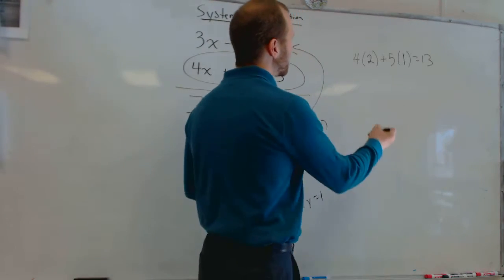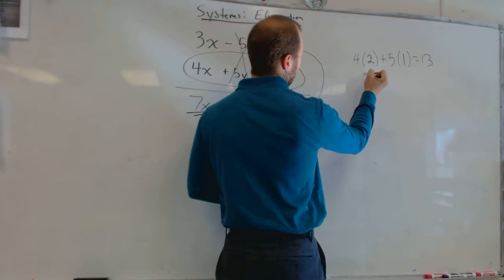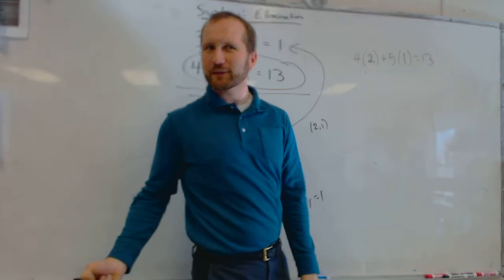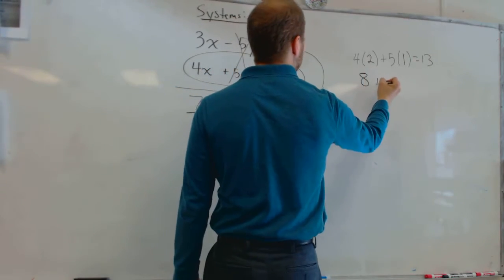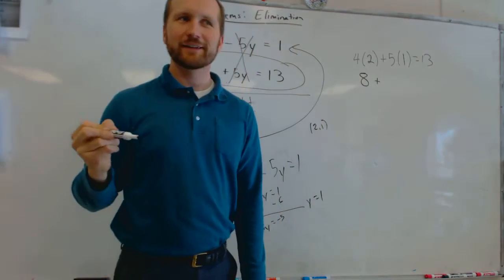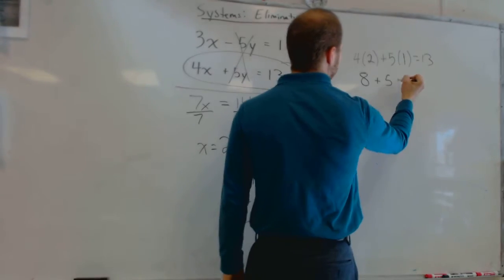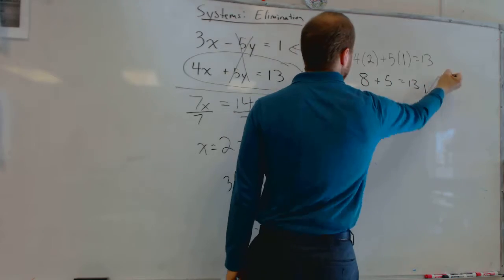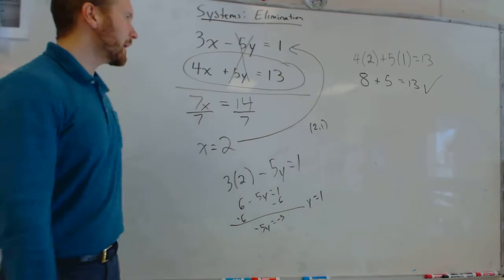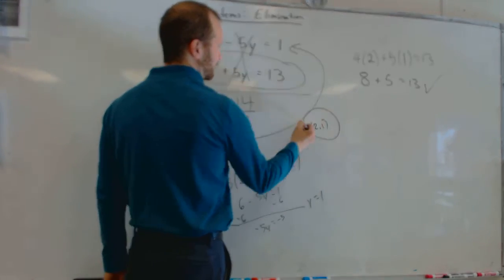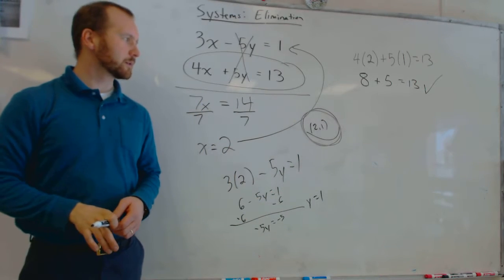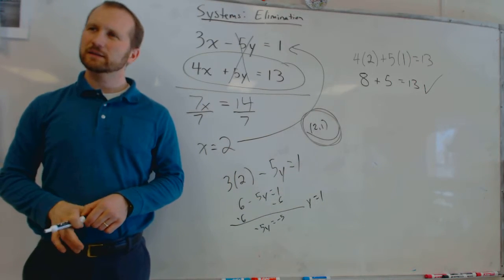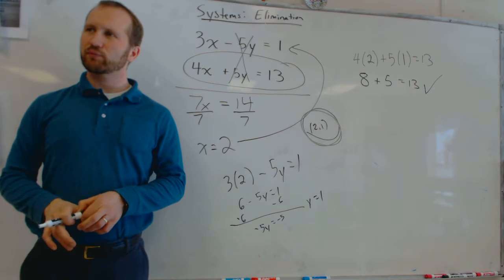4 times 2 is... What's 4 times 2? 8. Plus 5 times 1? 5. Does that equal 13? 13, yeah. Check. So my answer is 2, 1. Questions? Questions on that process?